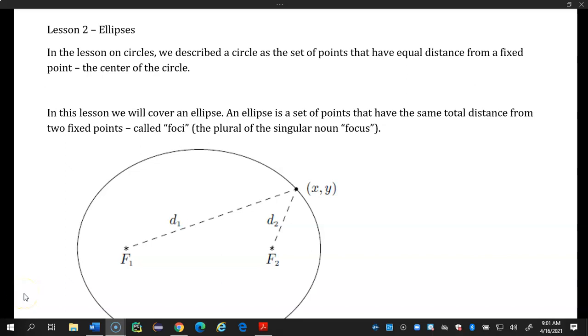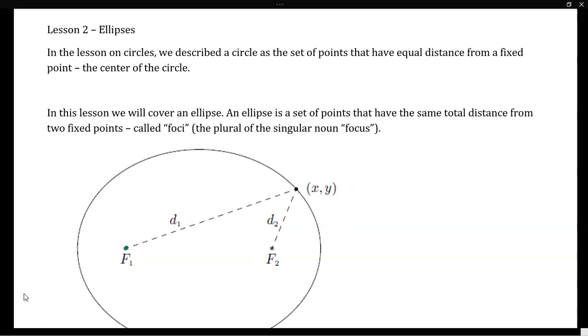Hey students, in this video we're going to cover lesson 2 for conic sections, and that is ellipses. So let's get started. In our previous lesson we talked about circles, and a circle was a set of points that were a fixed distance from one point that we called the center. When we talk about an ellipse, it has that same property, except the points are the same total distance from two fixed points that we're going to call foci.